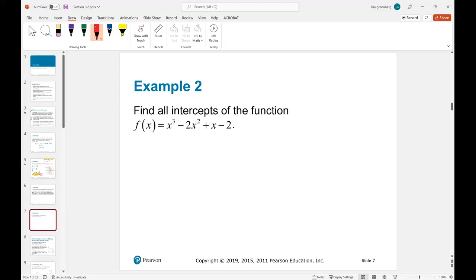So here I want to find all the intercepts. The y-intercept is always the easiest, because I just make x equal to 0. And you can see here, if I make x equal to 0, I have f of 0 is equal to 0 cubed minus 2 times 0 squared plus 0 minus 2. And all of the zeros just disappear and we get negative 2. So my y-intercept is negative 2.